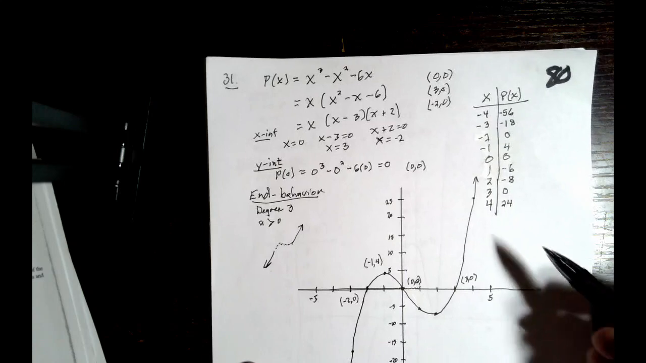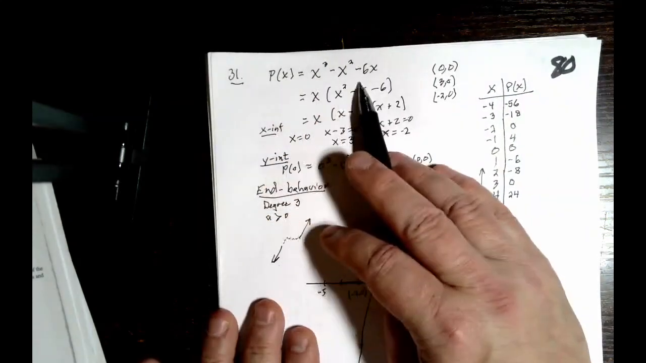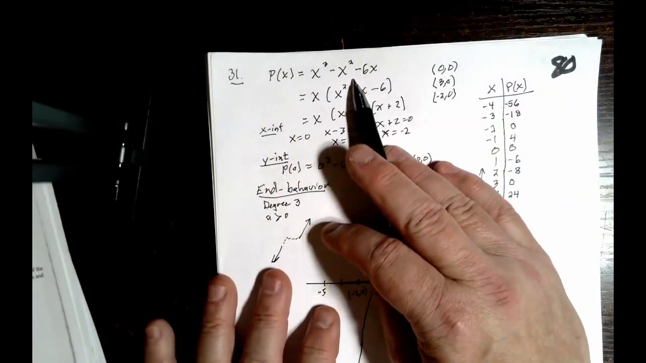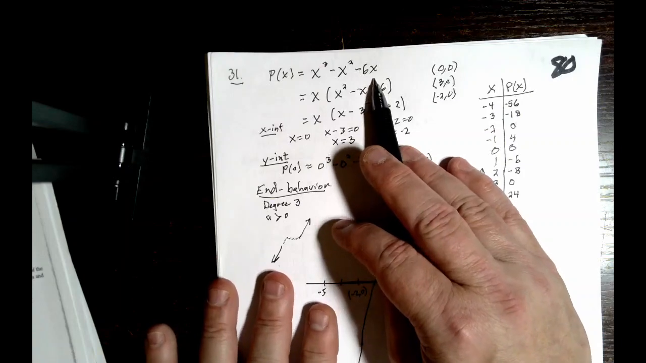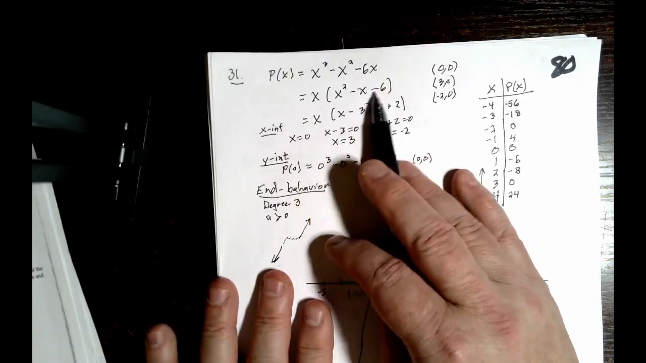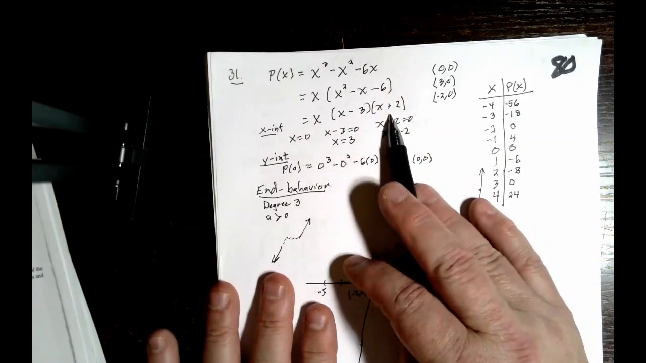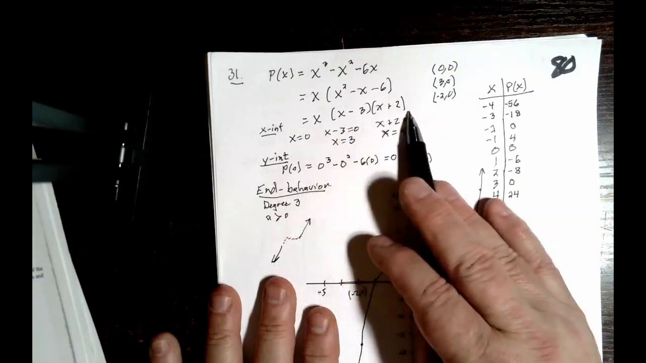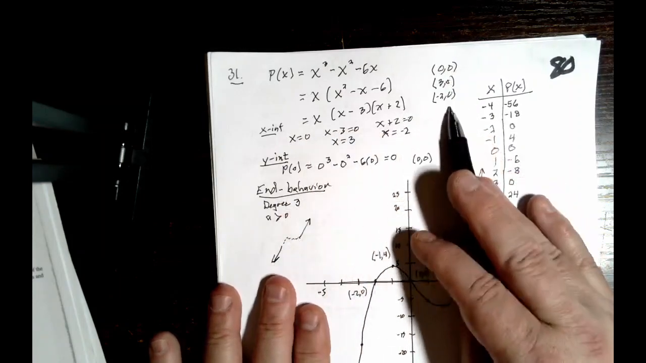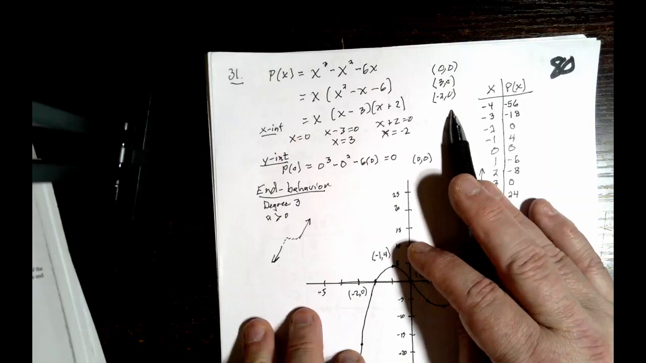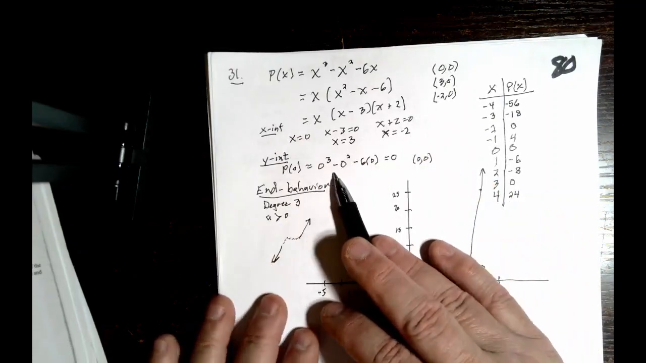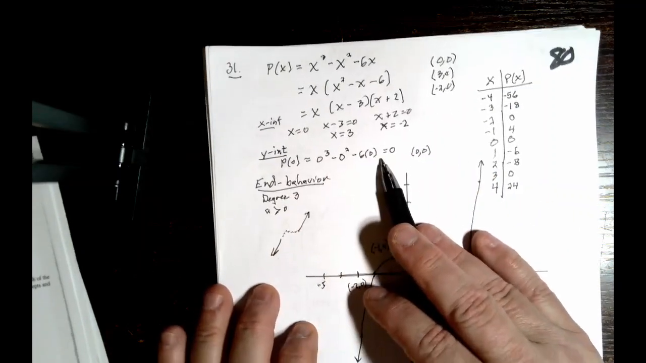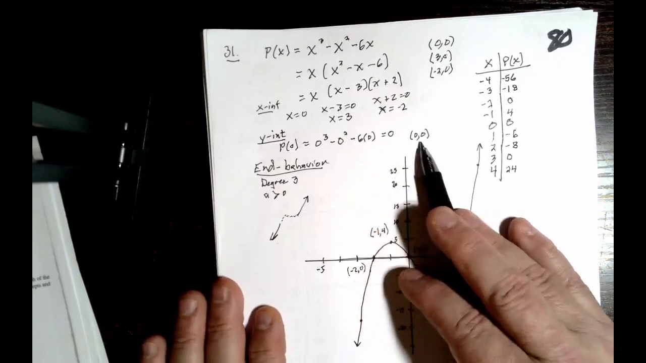Alright, let's look at 31. You got p of x equals x to the third minus x to the second minus 6x. You can factor an x out, and then these two factor, and set each one of them equal to 0, and you get your three x-intercepts. Let x equal 0, and you find your y-intercept, which is 0, 0.